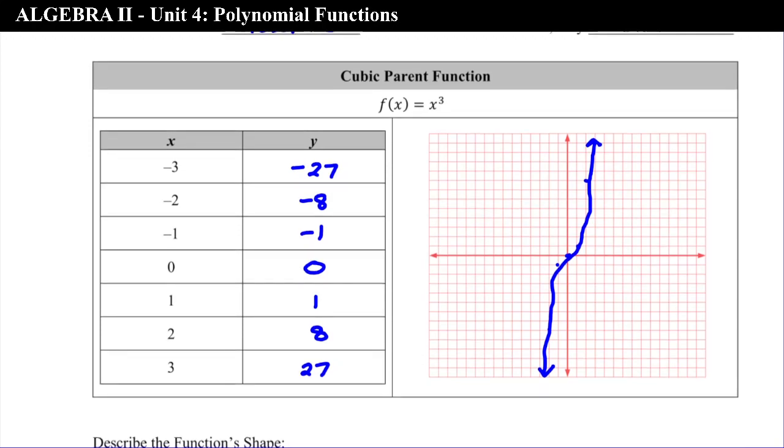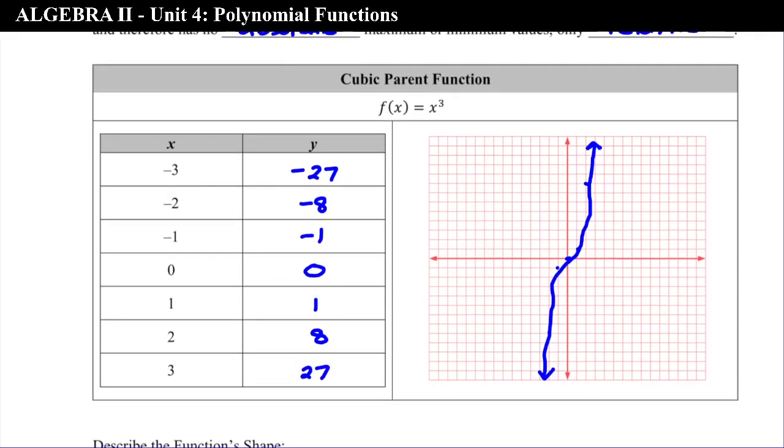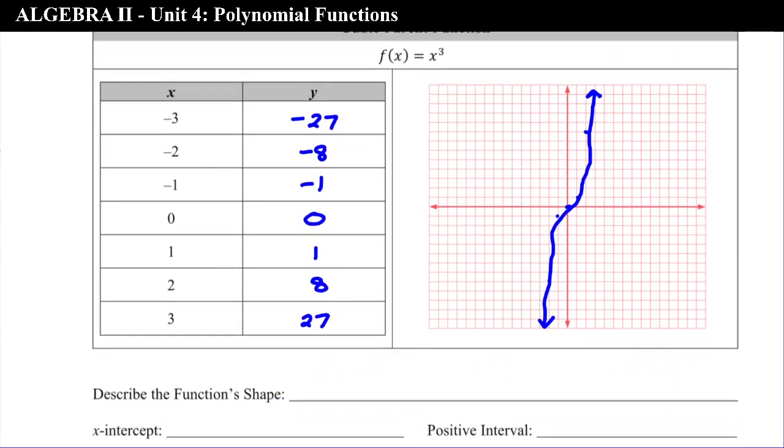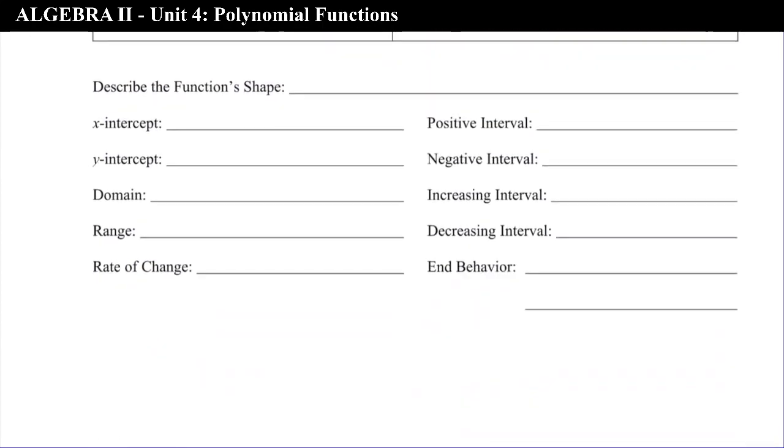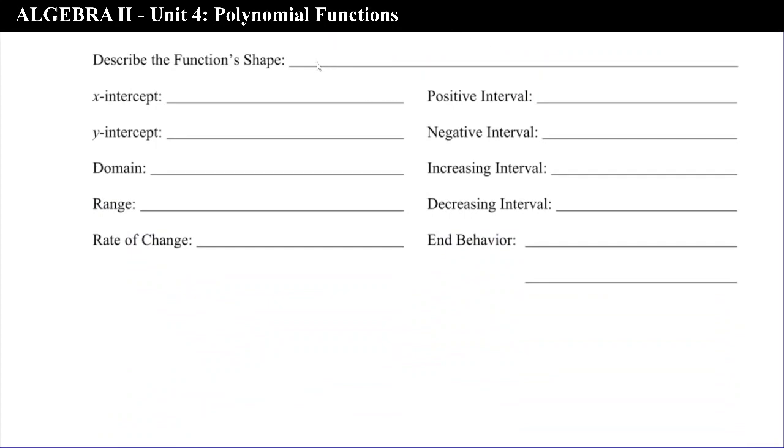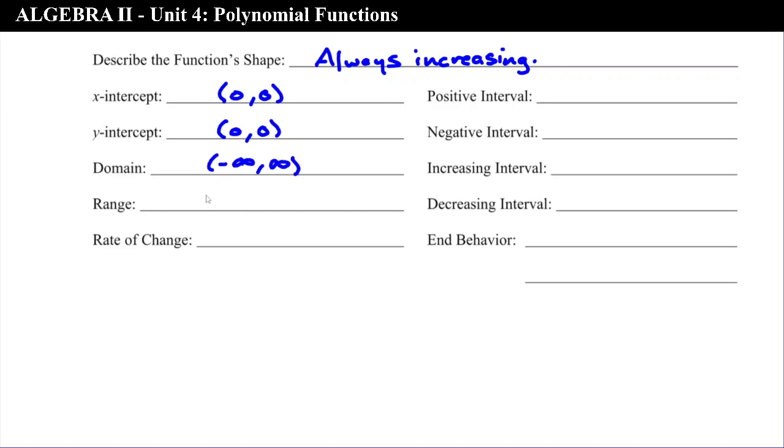All right, let's identify some of the key features. And you're going to have your own graph here to kind of go by. So the function shape is that it's always increasing. Okay, the x-intercept is at the origin, and so is the y-intercept. The domain for this is negative infinity to positive infinity, and that's always going to be the domain for your cubic function. And that's going to also be the case for the range. You're going to have negative infinity to positive infinity.